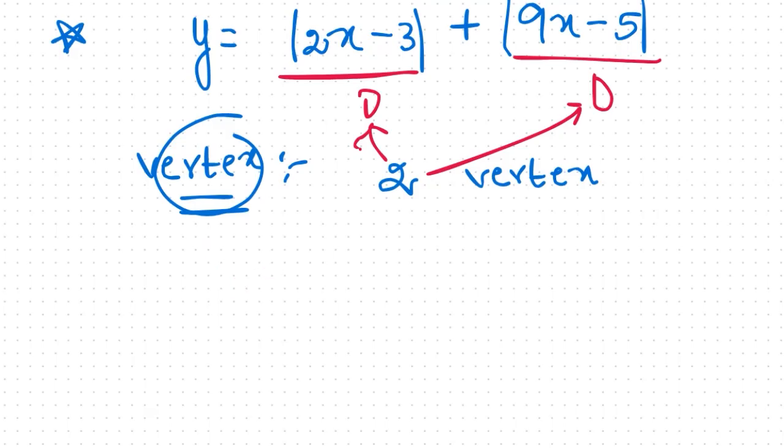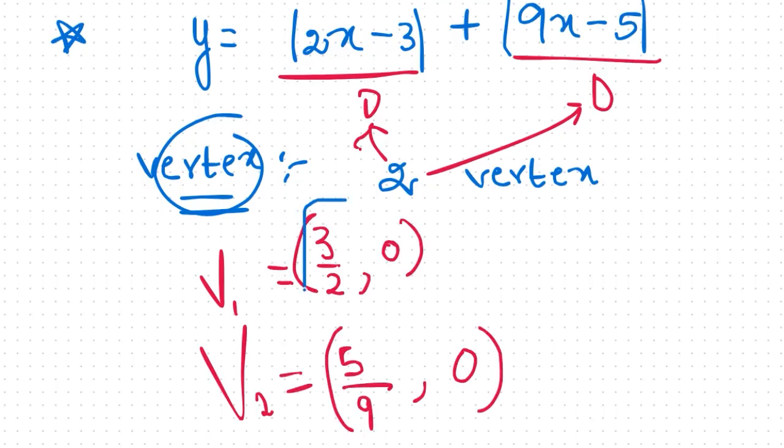So V1, V2. X coordinate of one vertex is 3 by 2. That can be obtained from this. That is fine. But y coordinate of vertex, it's not 0. Can you guess why?